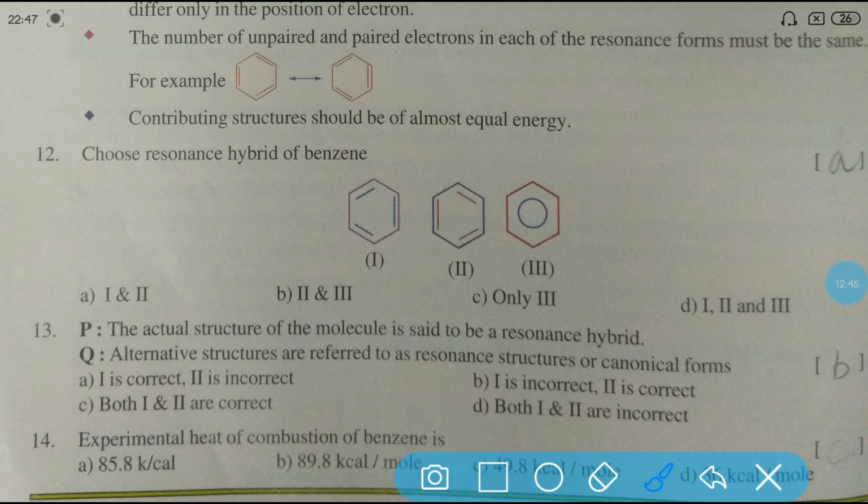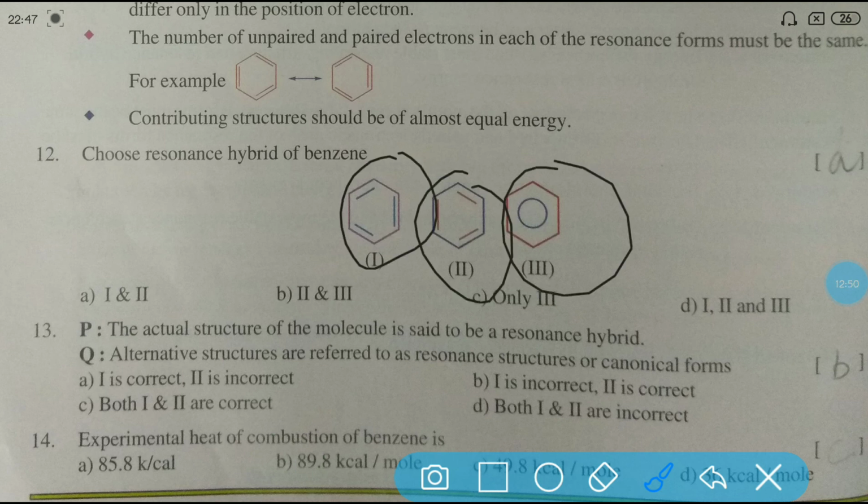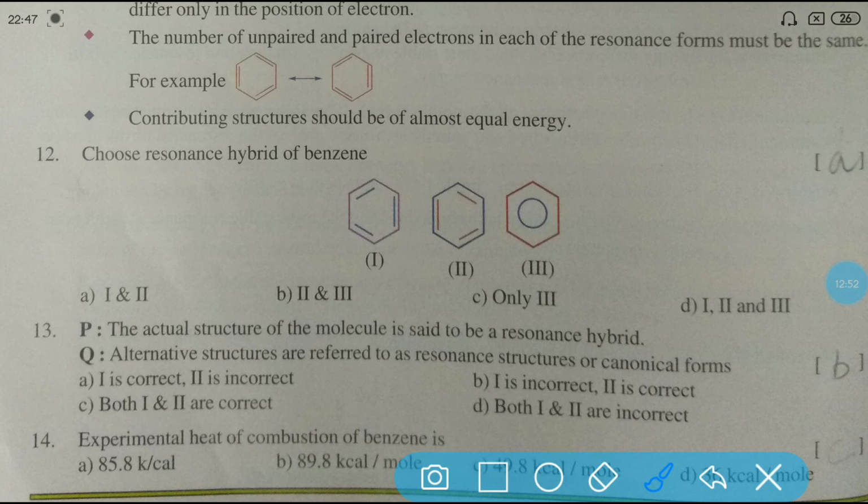What is the correct resonance hybrid of benzene? There are 3 given. Now which one is the right one? Obviously it is 1 and 2. 3 is not correct. Only these 2 are there, because just now also we have discussed it. Next, the 13th one, P: The actual structure of the molecule is said to be a resonance hybrid. It is wrong. Both are not linked, so it's wrong.